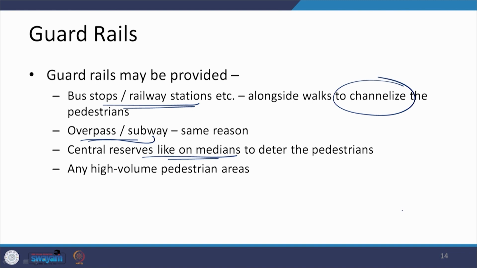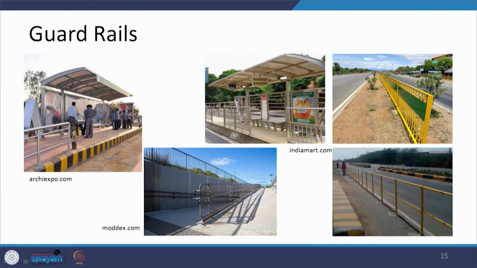There can be a major injury or a fatality, or any of those locations where the pedestrian movements are quite high. And in all such cases we should try to provide the guardrails. Let us look at some examples here. Say if we talk about the first one.